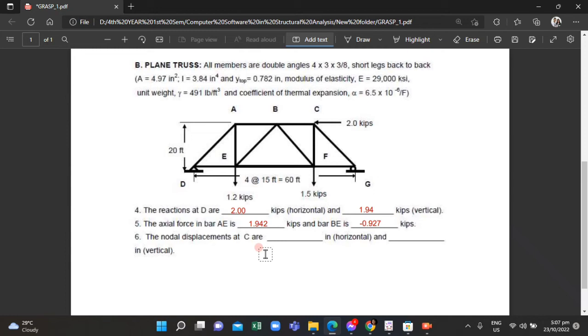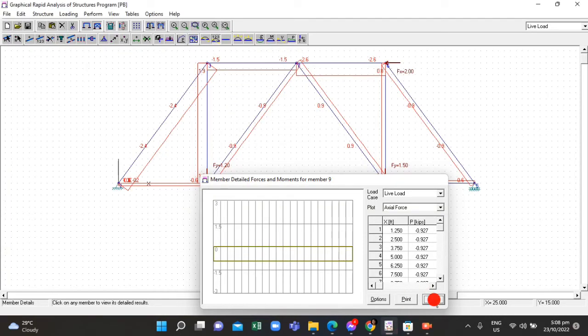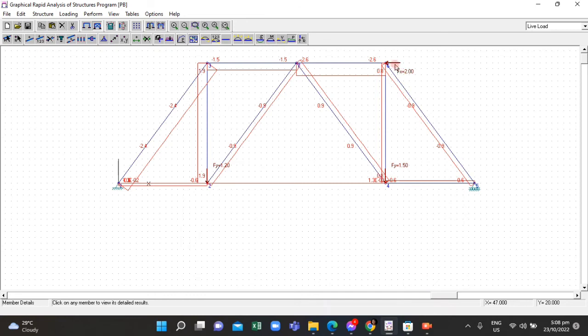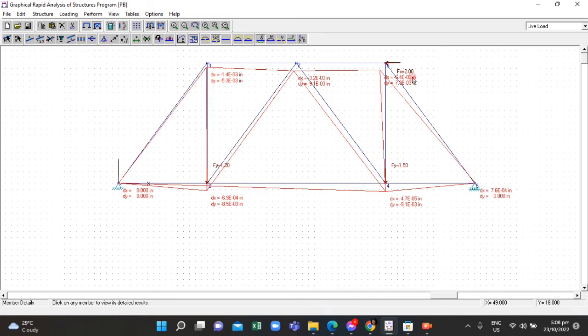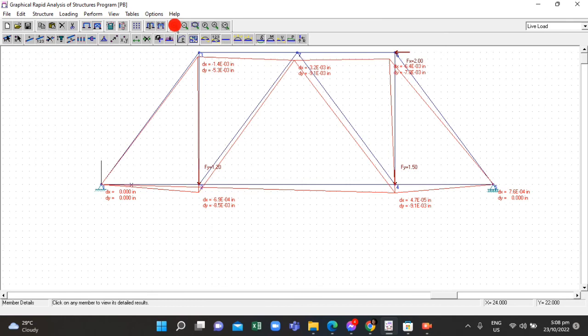And then finally, we're going to determine the nodal displacements at C. Mind that at point C, there is a nodal load, a horizontal nodal load going to the left, that is negative. Let's see the displacement, those are the horizontal and vertical displacements. We're going to command the software to show the deformed shape in order for us to determine the displacements at point C. I'm going to zoom in here to have a clearer view.